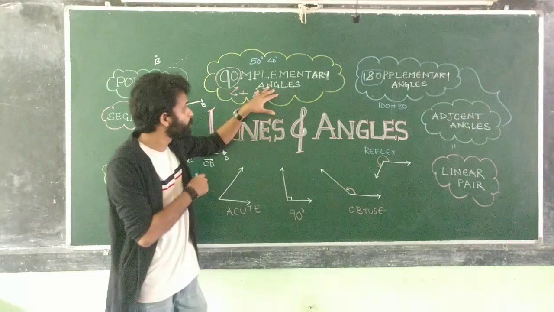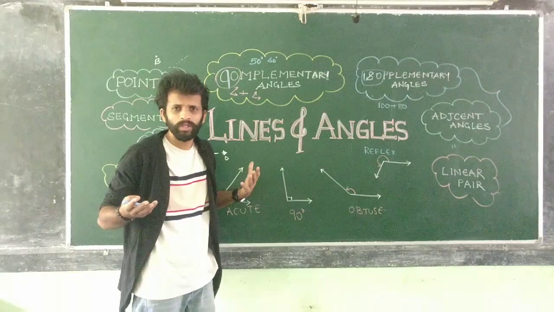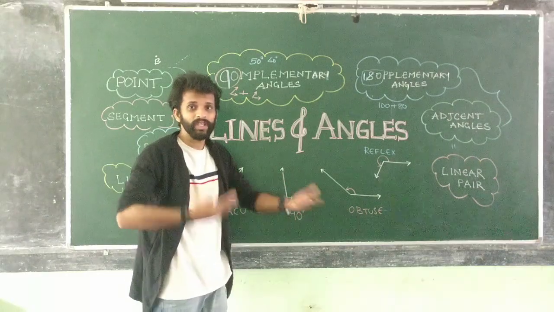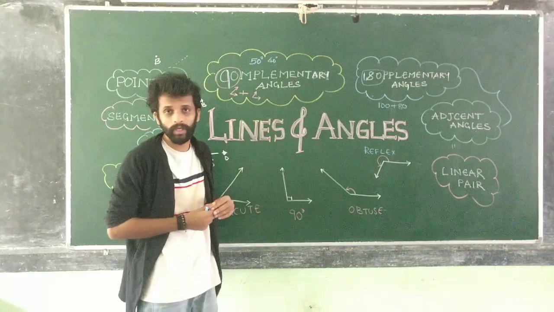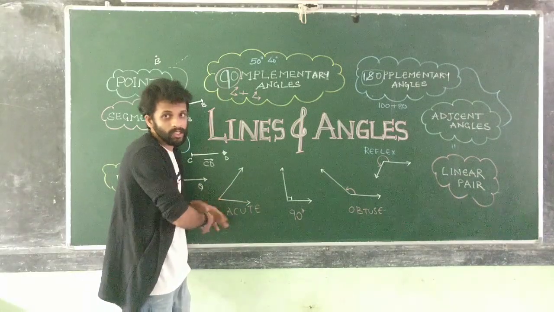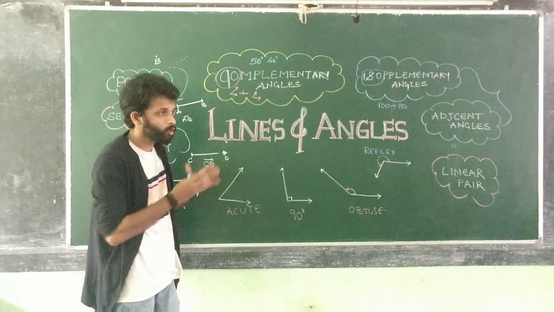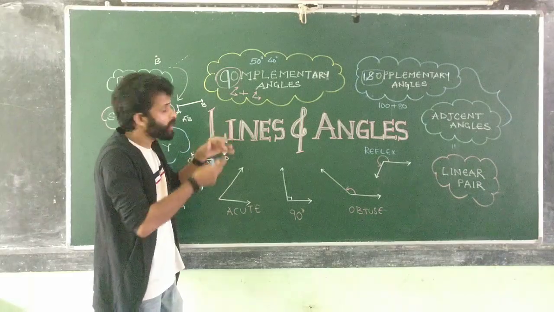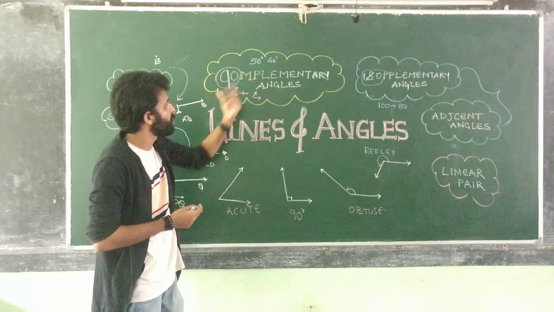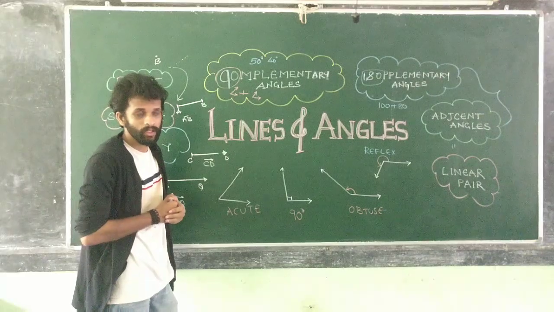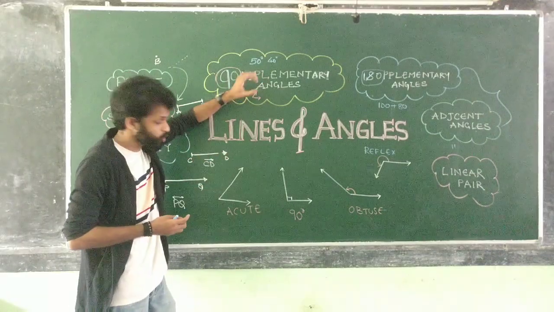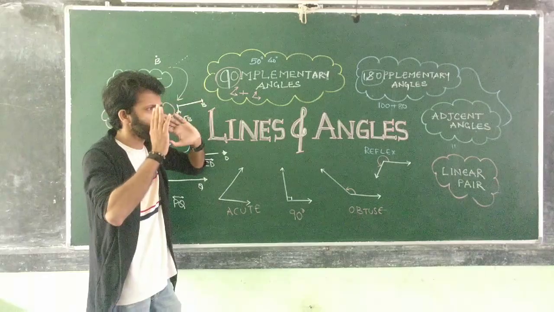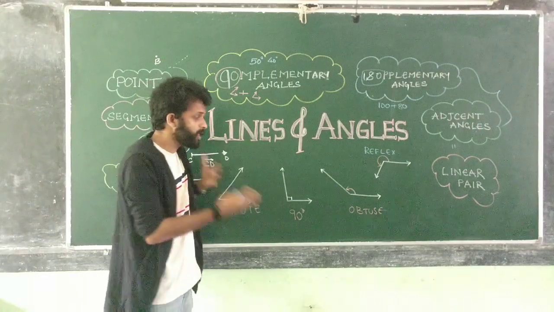Can two obtuse angles be complementary angles? No, because the measure of one obtuse angle itself is more than 90. So how can they be complementary? Two acute angles can be complementary. So if one angle is 45, the other one is also 45, the complement of that, right? So two of them added together will give me 90. So 45 plus 45 will give me 90. So two acute angles can be complementary angles.